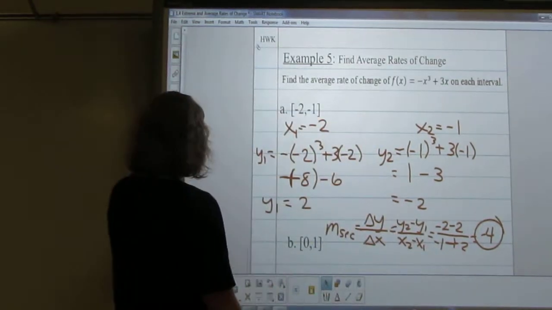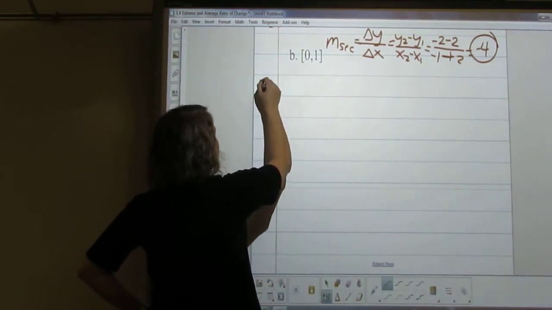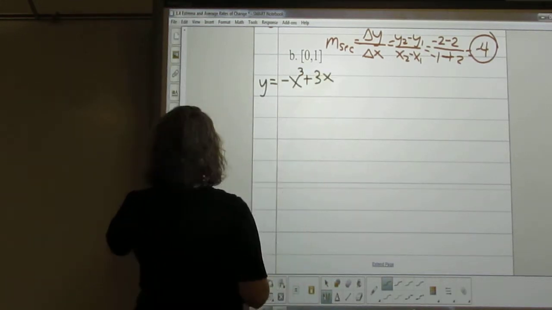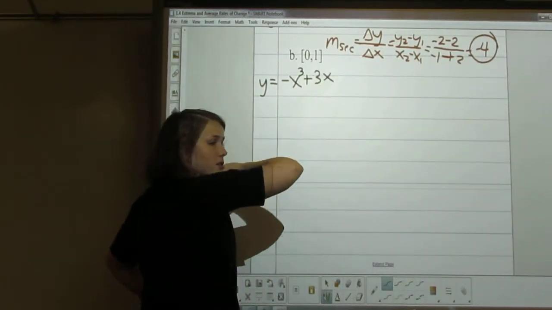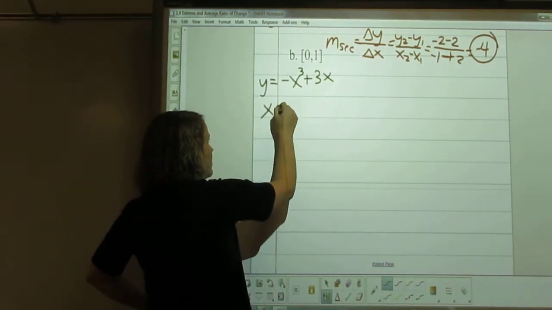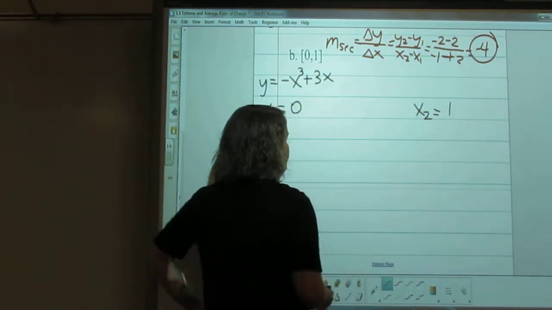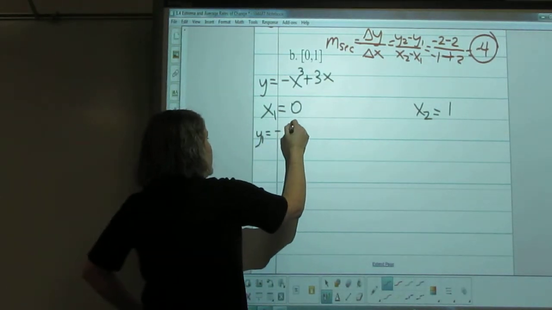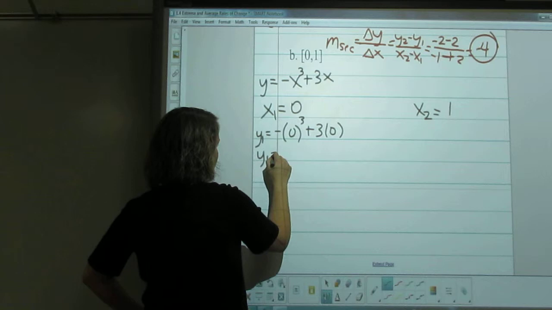All right, so now we have another one that we can do. So if our function is negative x cubed plus 3x, right? Yep. Now we can find our slope of this secant line, if we want to find the slope of the secant line on this interval. So our x1 is going to be 0, just found it right here, and our x2 will be 1. So again, we have to find our y1 and our y2. So our y1 will just be negative 0 cubed plus 3 times 0. Well, that's easy enough. y1 equals 0.